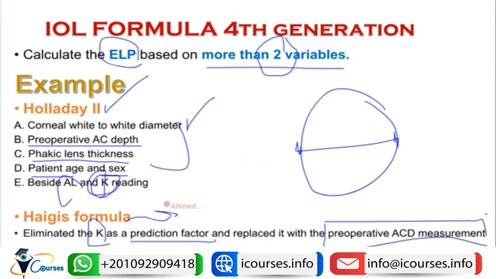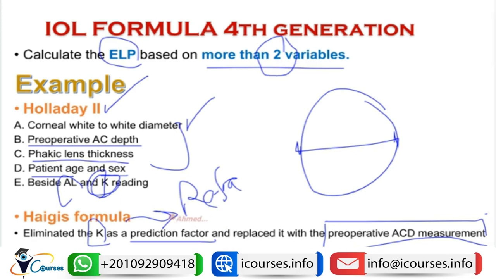And this has particular importance in patients who have undergone corneal refractive surgery. For example, if a patient had LASIK, then there will be a change in the post-operative K readings. And in this condition, if this patient undergoes cataract surgery afterwards, this will lead to a wrong calculation of the power. But since the Haigis formula doesn't take into consideration the preoperative K reading, this will be the most suitable formula from all these formulas in order to calculate the power of the lens.